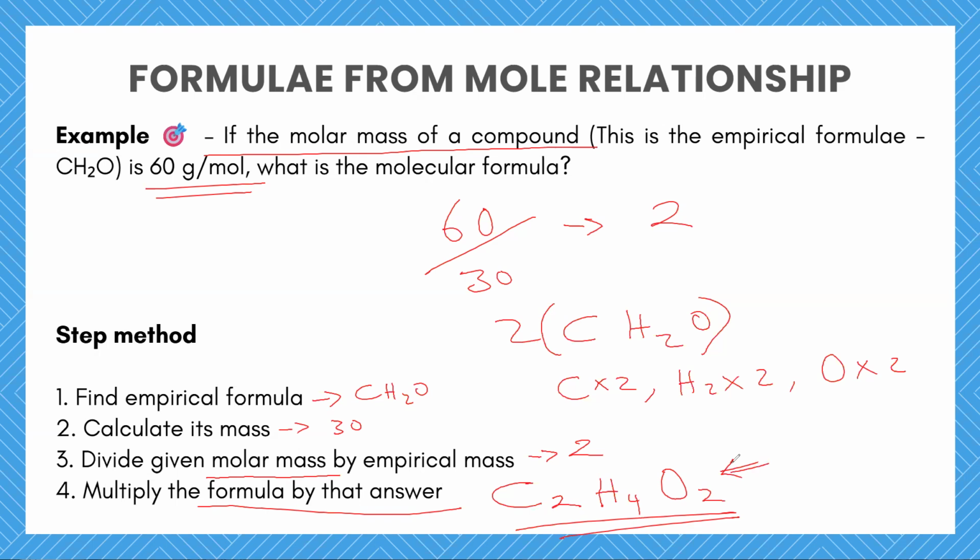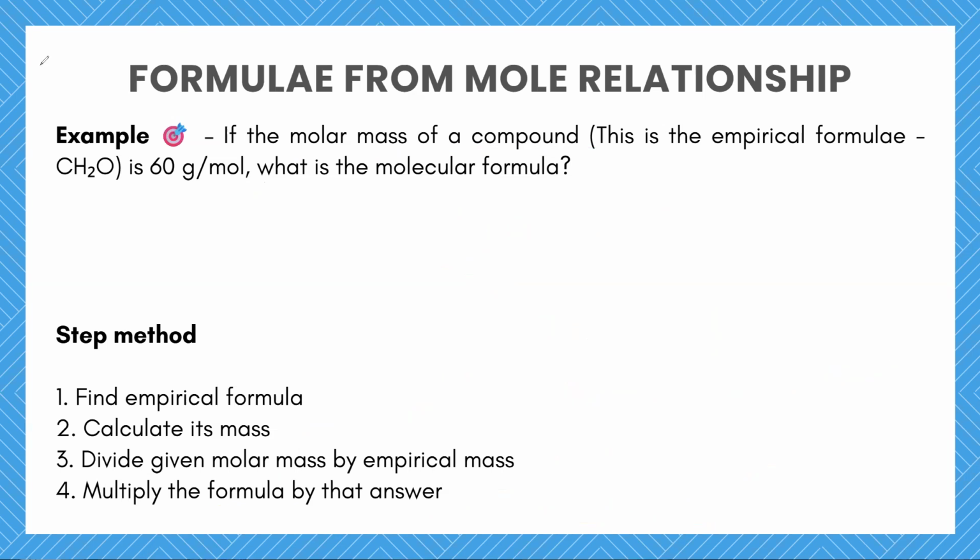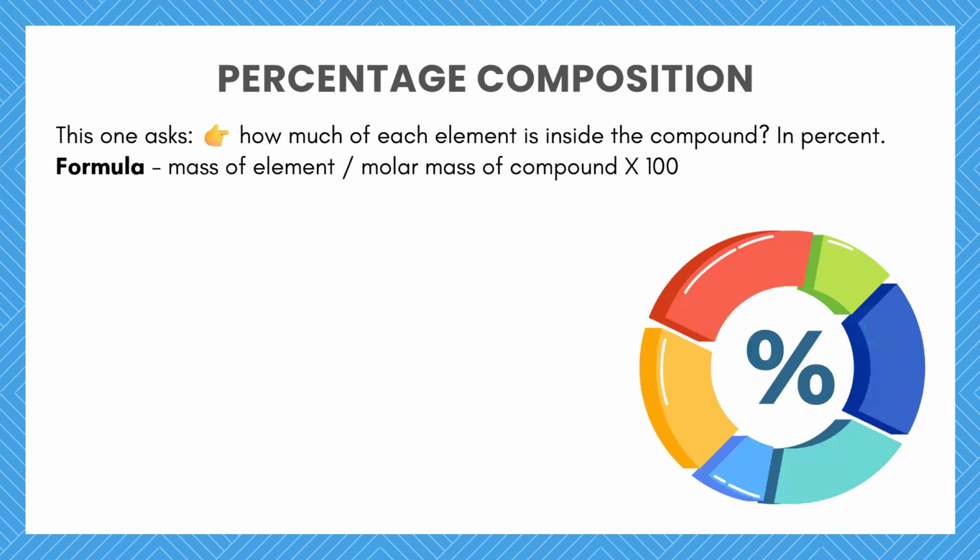I hope you got value from this and you're seeing how everything is playing out. First thing we did was to find the empirical formula. Second thing was to calculate the mass of the empirical formula. And then the third thing was to divide the molar mass by the empirical mass. We had 2. And then the fourth thing we did was to multiply the empirical formula by that 2 that we obtained. Pretty easy, pretty simple, pretty straight to the point.